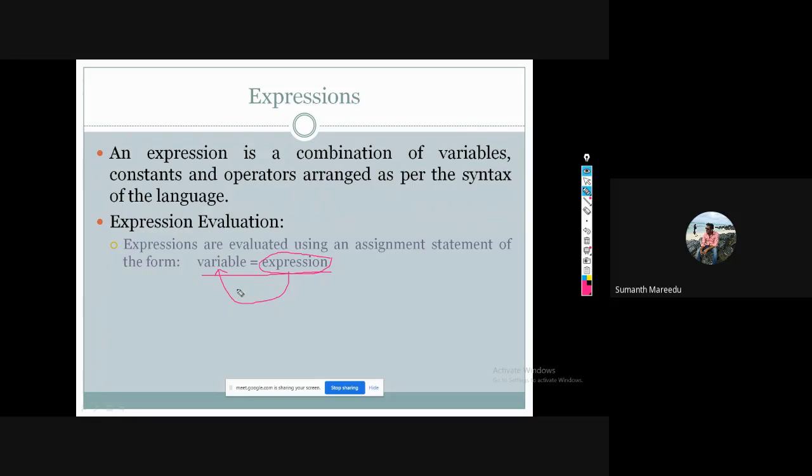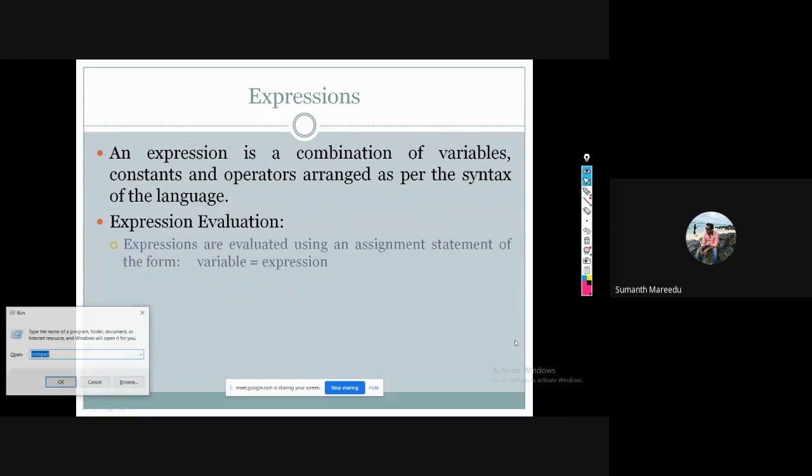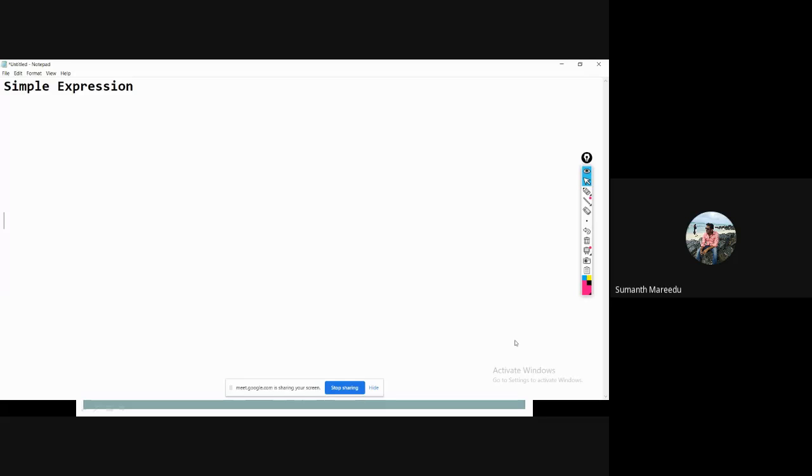So here we'll consider two types of expressions. One is simple expression and the other one is complex expression. We'll see what is a simple expression and what is a complex expression now. So simple expression means any expression with only one operator.